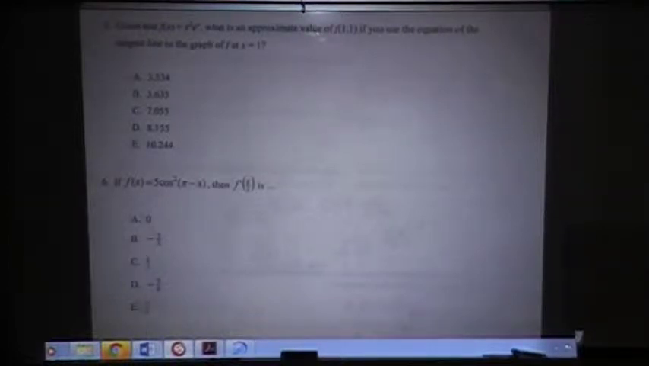This is page 2 of the questions for preparing for the quiz.